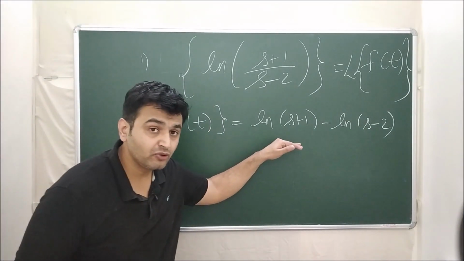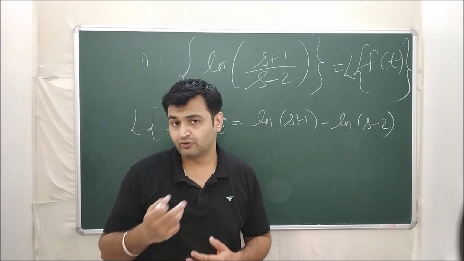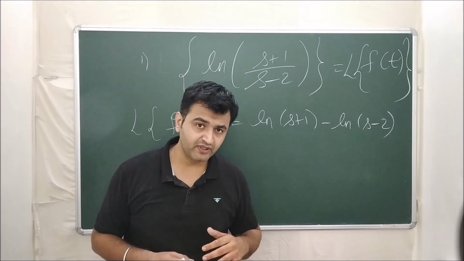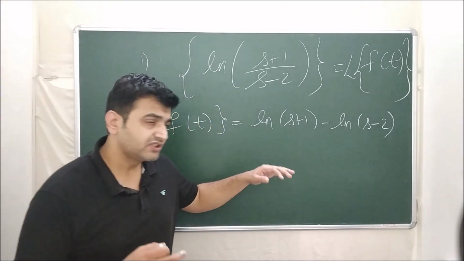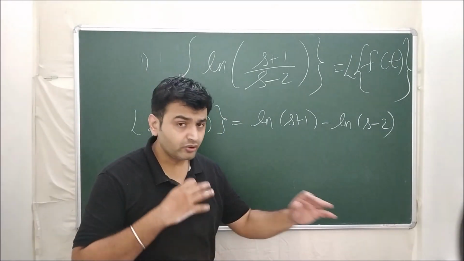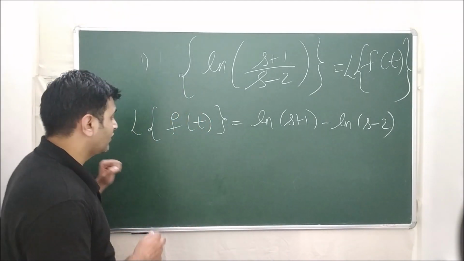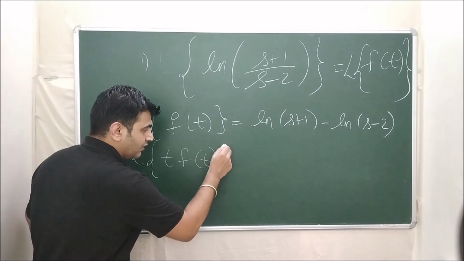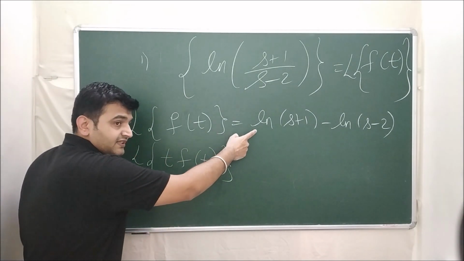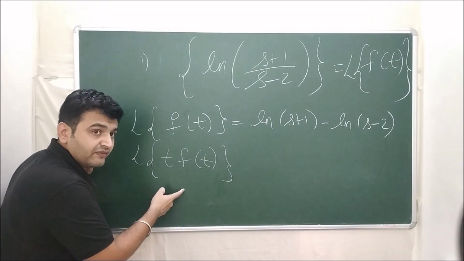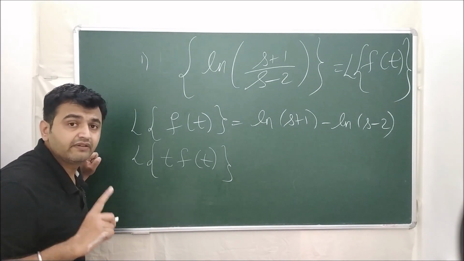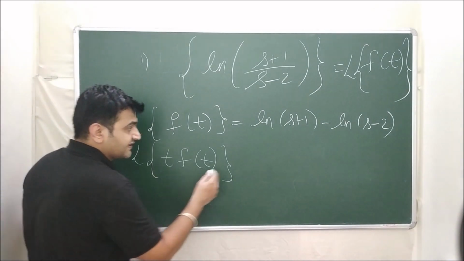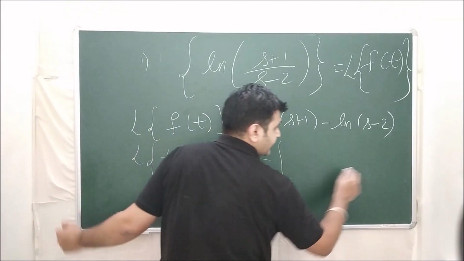Now ln came into the picture. When does ln come? When you take integration. What is the integration of 1 upon x? Ln of x, right? So some kind of integration or derivative should come into the picture. Now, what is Laplace of t f of t? I know Laplace of f is this, so I can easily find Laplace of t f of t by my previous lecture on derivative of transforms. What is this? This is nothing but minus of the derivative.